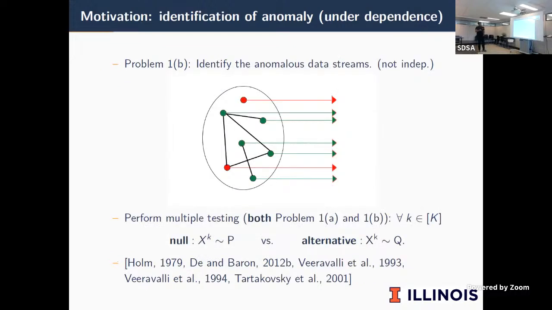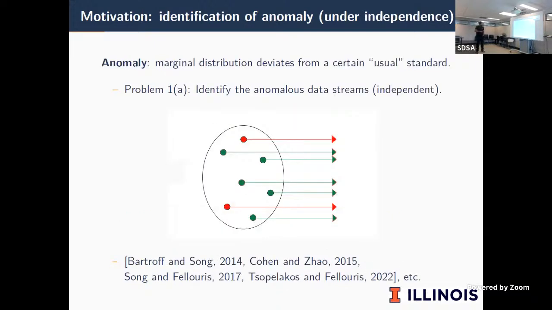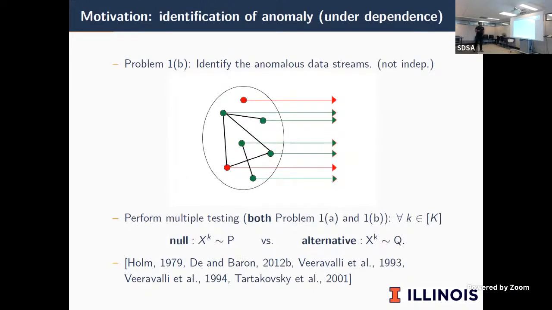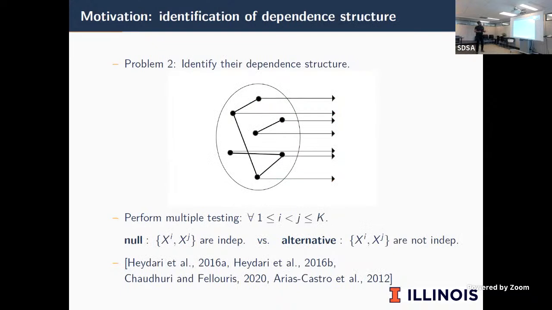Now, a bit more involved problem, but of the same flavor, is when we have the same anomaly detection problem, but with dependence between the streams. For both problems, problem 1A and 1B, we formulate it as multiple testing over all sources, whether the marginal distribution of every source follows some standard distribution P versus some anomalous distribution Q. The second problem, which is very common in recent times, is how to identify the dependence structure of the sources. Instead of multiple testing over the marginal distribution of every individual source, we perform multiple testing for all pairs, whether X_i and X_j are independent versus X_i and X_j are not independent. So we have problem 1 and problem 2.